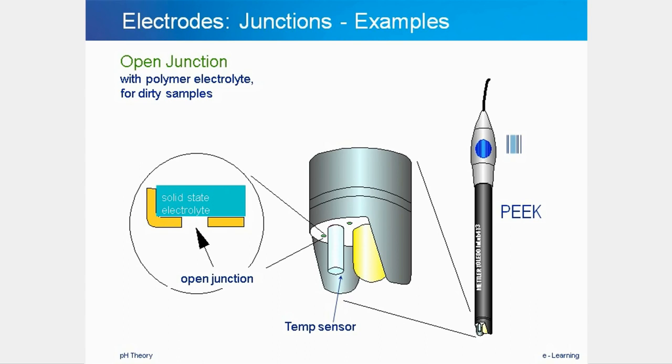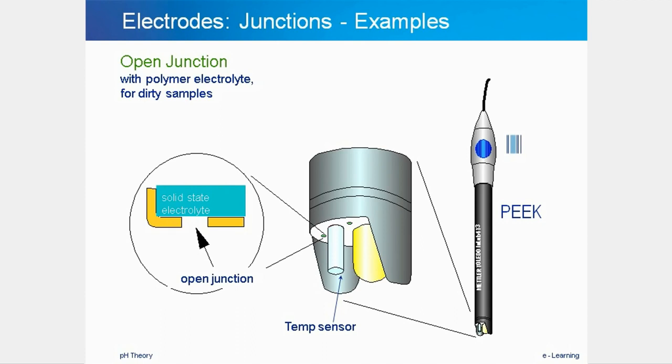In the drawing, an InLab 430 electrode is shown with its open junction in the bottom of the electrode, next to the glass membrane sensing part. The temperature sensor also sticks out of the bottom, right next to the pH membrane, so that the measured temperature is always the correct one. In a close-up of the junction, it can be seen that the polymer solid-state electrolyte is in direct contact with the solution and can thus exchange ions with the solution to maintain a stable reference potential.